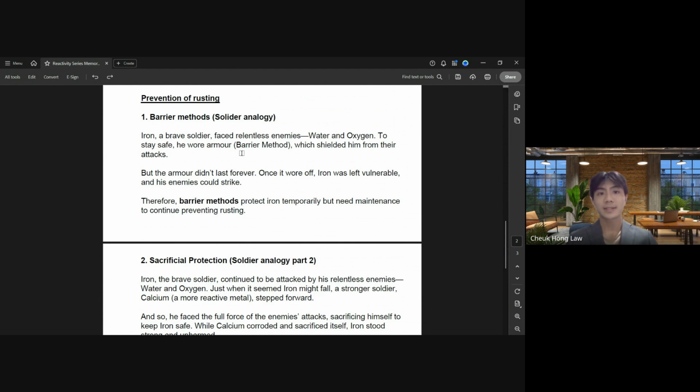So to stay safe, he wore armor to protect him. So it's like a barrier, which shielded him from the attacks. But the armor didn't last forever. Once it wore off, right, iron was left vulnerable and the enemies could strike. Right, the water and oxygen could come into contact with iron. So what do barrier metals do? Barrier metals protect iron temporarily. But once the barrier wears off, they need maintenance to continue to prevent rusting. So that is how barrier methods work.